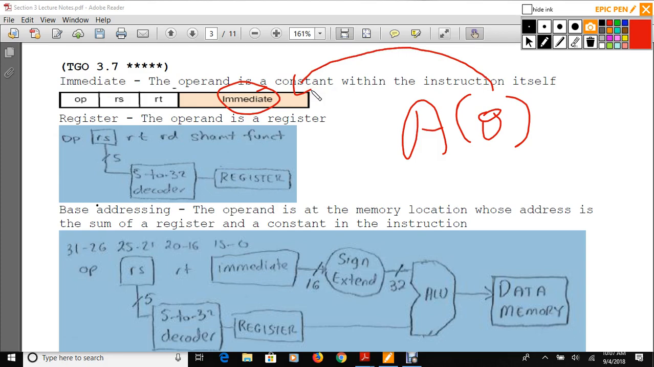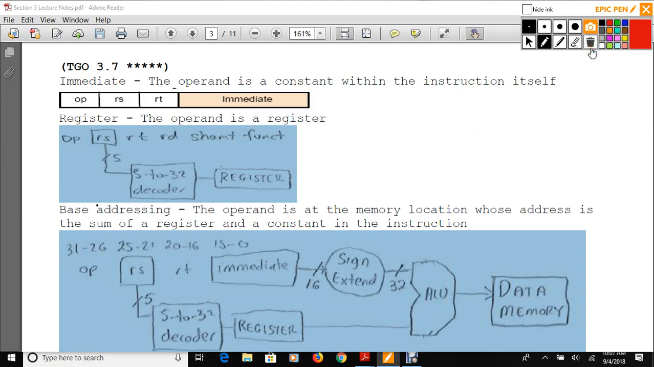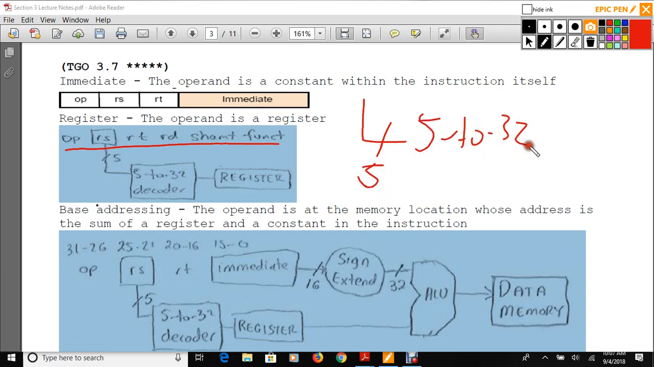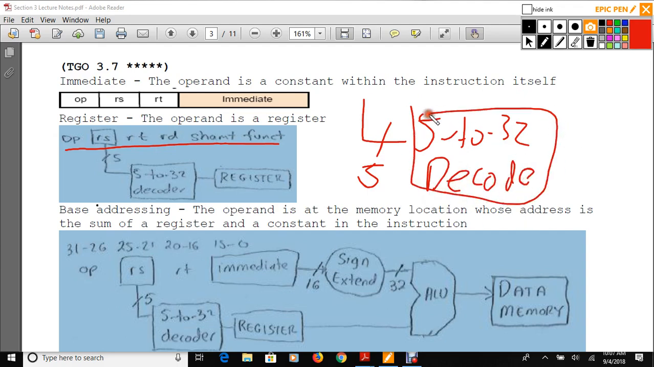The second one is register addressing. So register addressing, I've alluded to this a lot with RS, RT, and RD. But how do we actually get that? So what happens is I take the instruction, it's a 5-bit value, and it goes through a 5 to 32 decoder. Now, does anybody here know what I mean by that? 5 to 32 decoder.